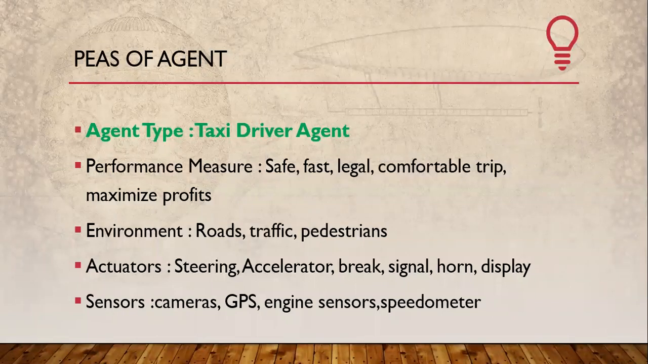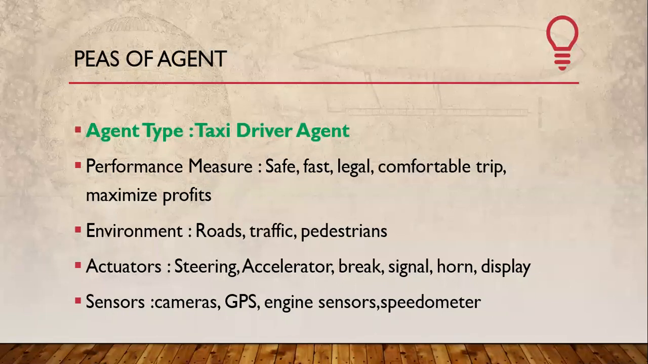So let's say at times the taxi driver agent has taken more time than what was expected, but the entire journey was safe. Then it is absolutely fine, because that is our more prior performance measure. Okay, and maybe the vice versa will not become true. So that's what the performance measure is about.